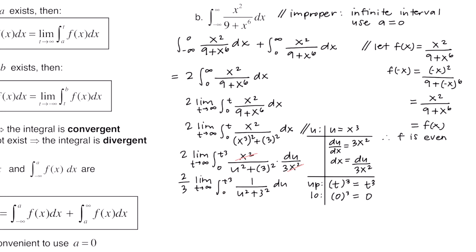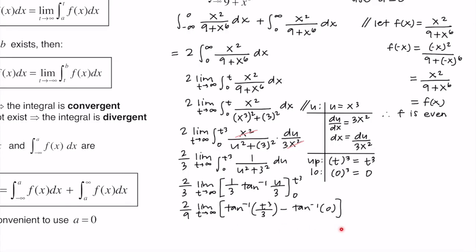So to integrate this, it's going to be 1/3 tan inverse of u over 3. And then remember, because we converted our upper and lower limits, we don't plug u back in. We just take the converted limits and plug in t cubed, minus plugging in 0. And I'm also going to bring this 1/3 to the front, making it 2/9. So now we have this expression.